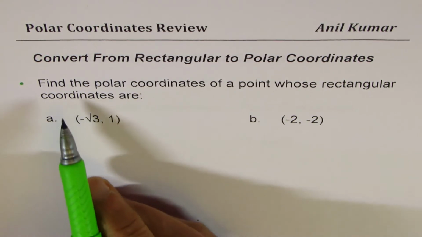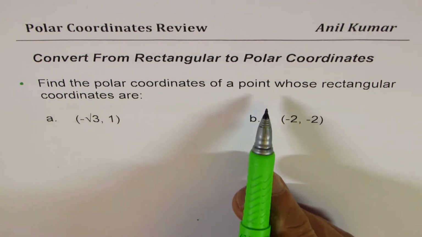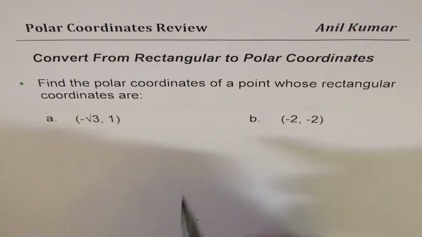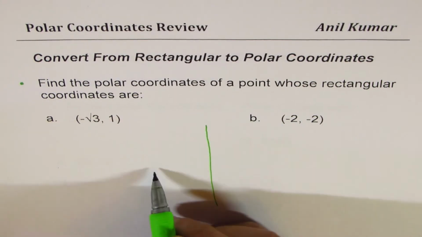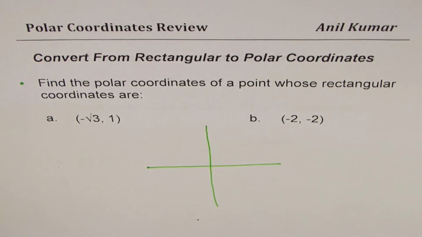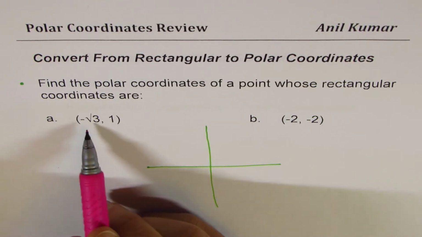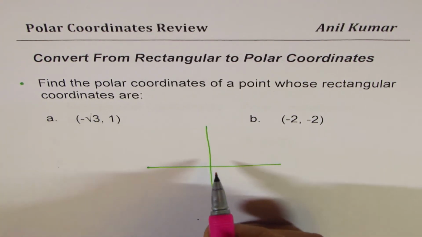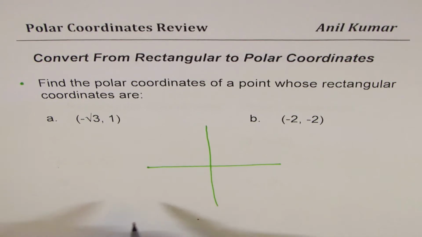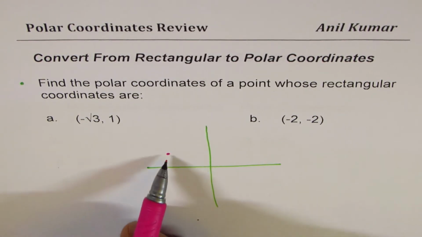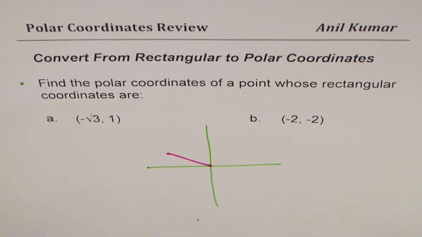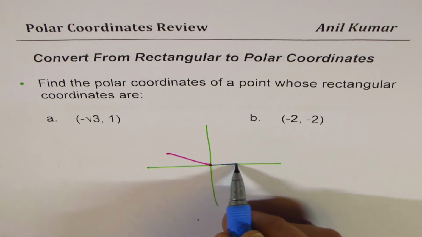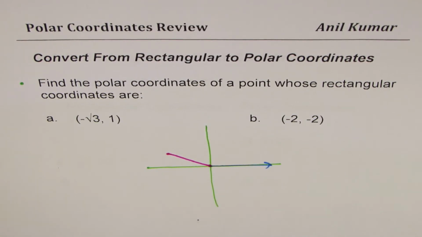So the question again is, find the polar coordinates of a point whose rectangular coordinates are given to us. Let's draw the rectangular plane, plot the points, and do the needful. The first point given to us is minus square root 3, 1. That means it is somewhere here, so that becomes the point for us. Now if I superimpose the polar coordinates on it, that is how it should be.